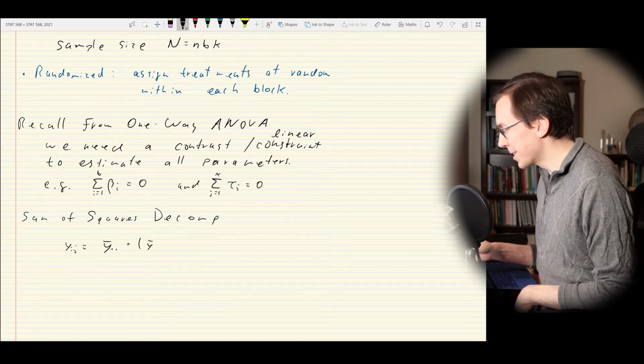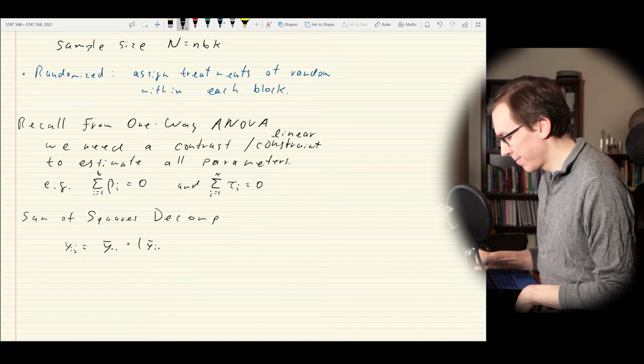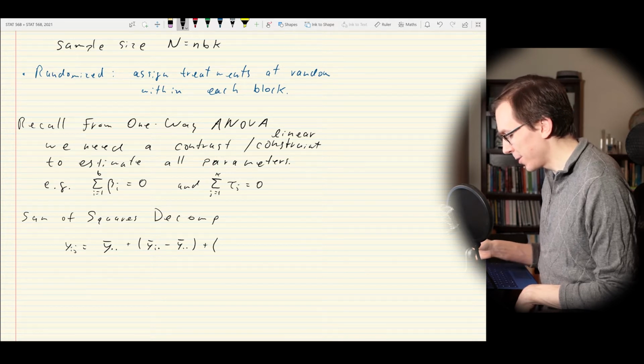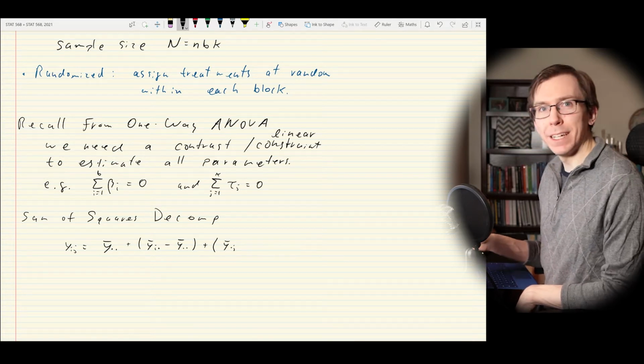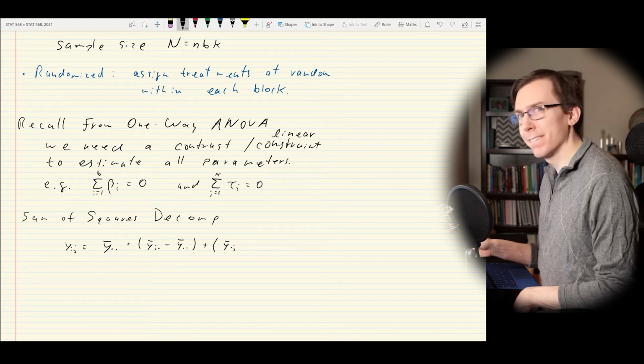So what we write is we write this equation out, which again on its surface looks kind of silly, because all we're basically saying is I can write Yij by adding and subtracting a bunch of sample means here.